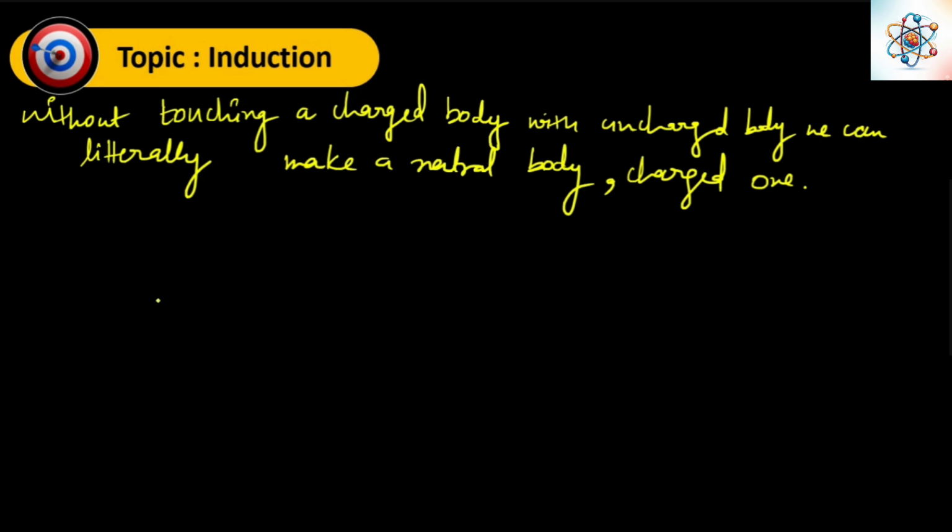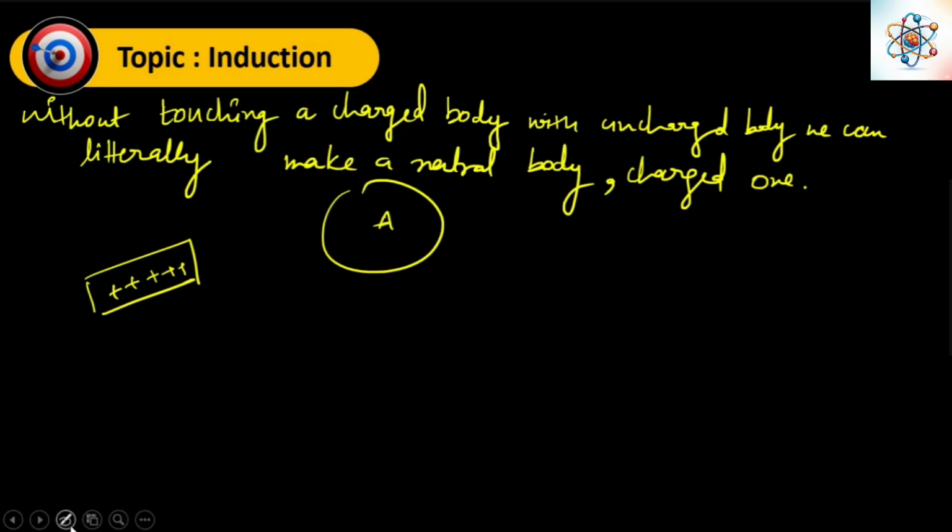Let's see how. Suppose this is a rod which is positively charged. This is a neutral body A. I just brought this body close to this positively charged body. What would happen is this body, which is supposed to be neutral, and it is neutral.